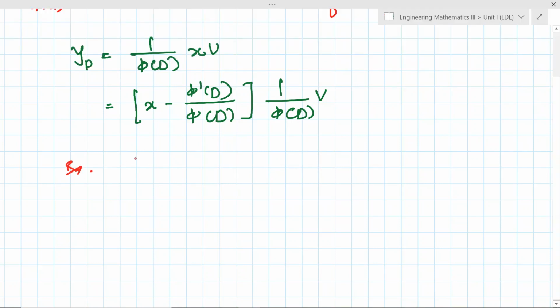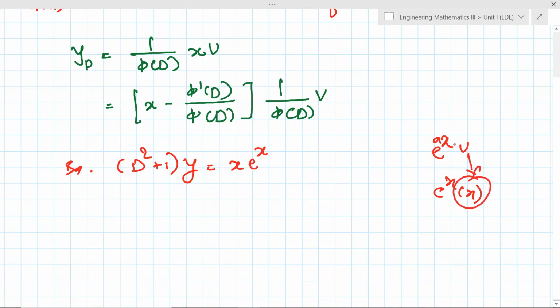Example for this case, find the particular integral for (D square plus 1) y equal to x e raised to x. Both the cases you can use here. Either you can use the fifth case or sixth case, because for the fifth case we want e raised to x into v, and e raised to x into x is here. X is nothing but v. You can use the fifth case, or you can use the sixth case, because x into v is there. X is nothing but your e raised to x. And therefore, what is my yp in this case?